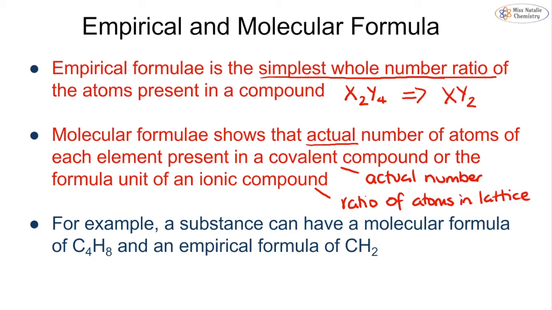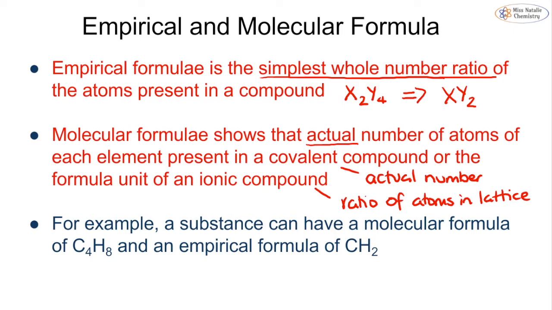So you may find that molecular formula and empirical formula are the same for certain substances, but sometimes they are different. So for example, if we have a molecular formula of C4H8, which means I have 4 carbons and 8 hydrogens, that will have an empirical formula of CH2, because its simplest whole number ratio is a 1 to 2 ratio. But in actual reality, it has 4 carbons and 8 hydrogens.